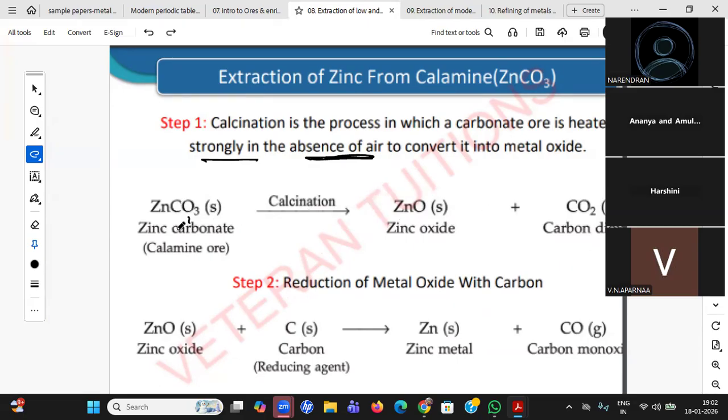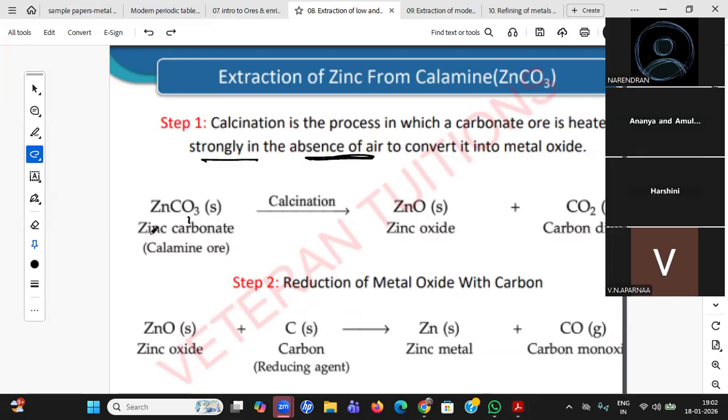Okay? Can anybody give another name for this reaction other than calcination? Sir, decomposition. Okay, very good. Decomposition. Any other name? Thermal decomposition. You are also saying redox reaction. Thermal decomposition is right. Yes, absolutely right.